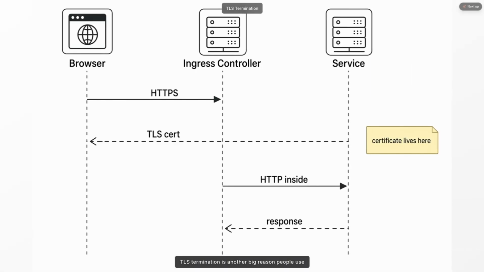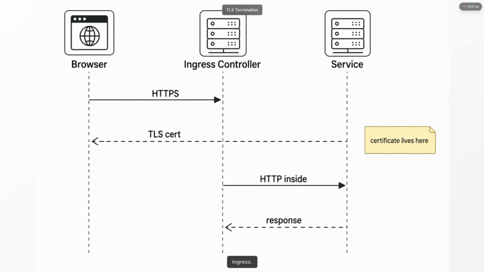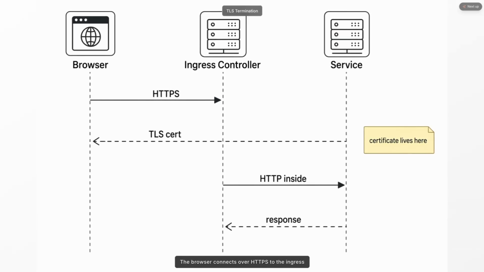TLS termination is another big reason people use Ingress. The browser connects over HTTPS to the Ingress controller, the certificate lives there, and then traffic can continue inside the cluster as plain HTTP to the service. That gives you secure traffic at the edge, without forcing every internal hop to be encrypted the same way.